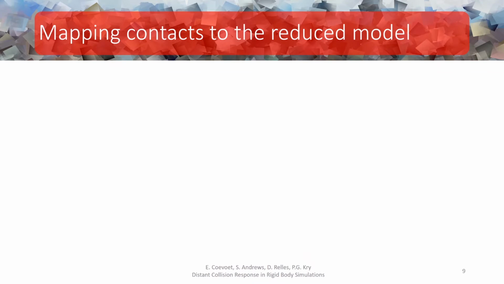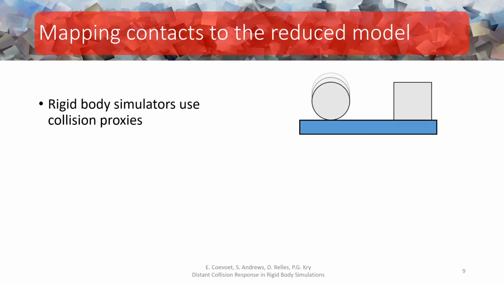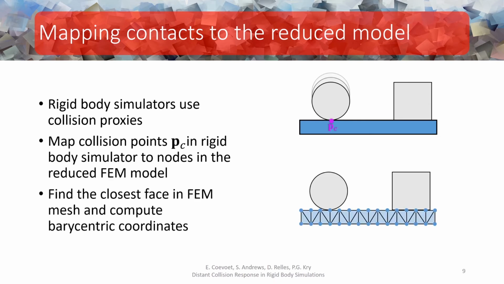At runtime, the rigid body simulations typically do not use FEM geometry for collision detection, but rather proxy geometries such as spheres, boxes, capsules, and convex hulls are used. In order to compute a response using our elastic model, we therefore need to map impacting contact points from the rigid body simulation to the FEM mesh of our reduced model.